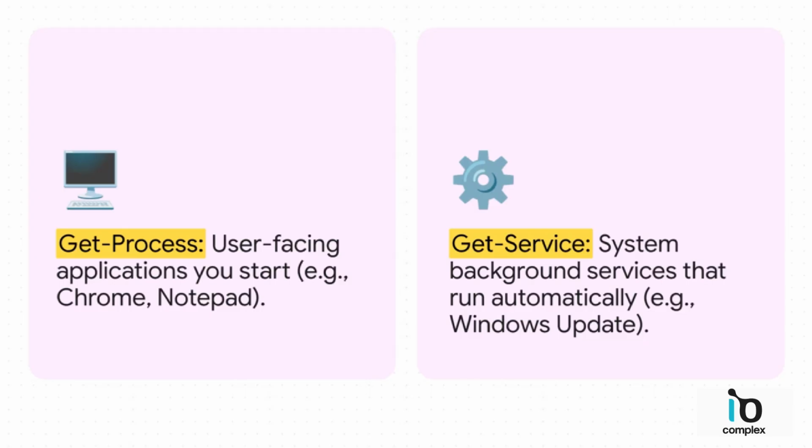Let's break this down, because it's a super important distinction. Think of it this way. Get-Process shows you what the user is actively doing, like opening Chrome or Notepad. Get-Service, on the other hand, shows you what the system is doing on its own, like running updates. An attacker who wants to stay hidden is much more likely to disguise their malware as a service. That's why you need to know the difference.